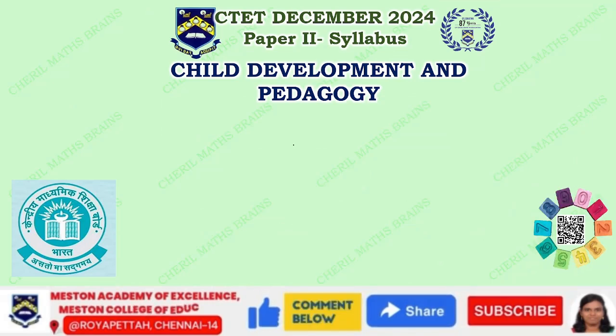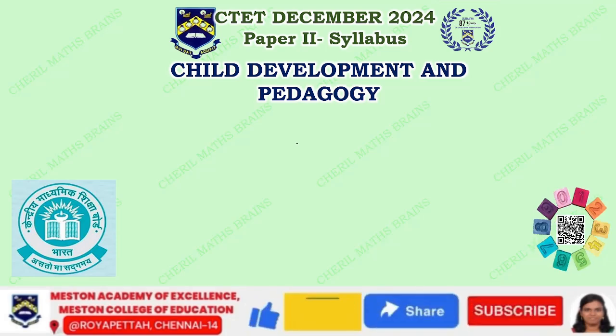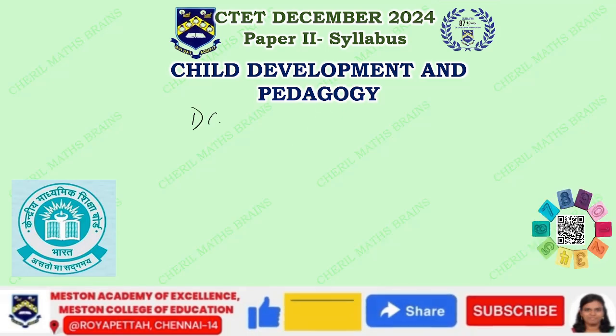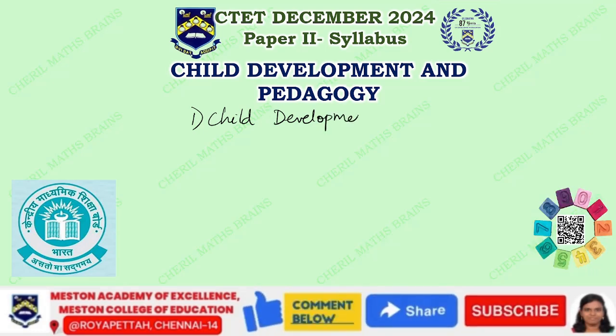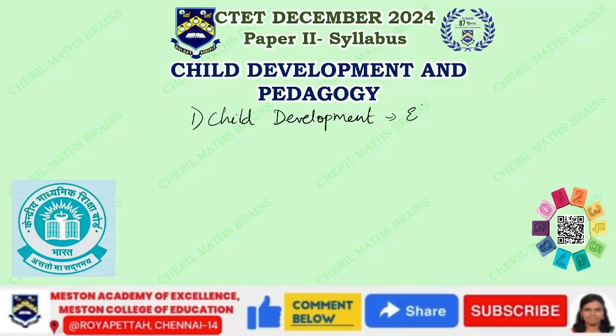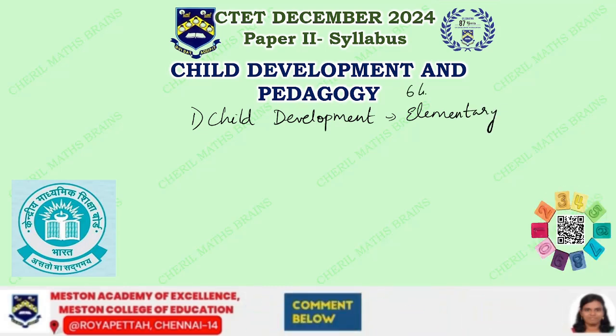The first subject is child development and pedagogy. So in child development and pedagogy, for the paper 2 syllabus, the first topic is child development, and this is going to be more focused on an elementary school child, because this paper 2 is concentrating on classes 6 to 8.